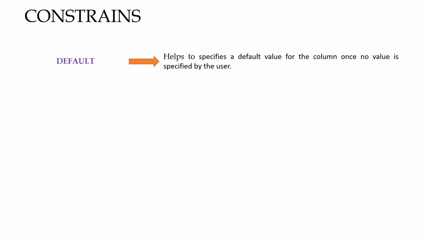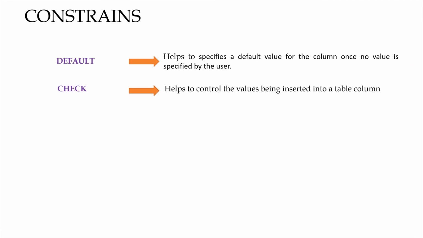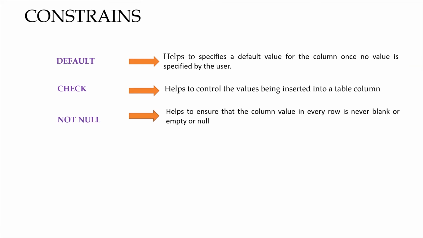The default constraint helps to specify a default value for a column if we are not specifying the data explicitly. The check constraint will check whether the attribute satisfies a given predicate. Not null means it will always ensure that the column value of a given attribute is not null. Unique means the column value of the given attribute should be unique. There are no duplicate entries in the table.